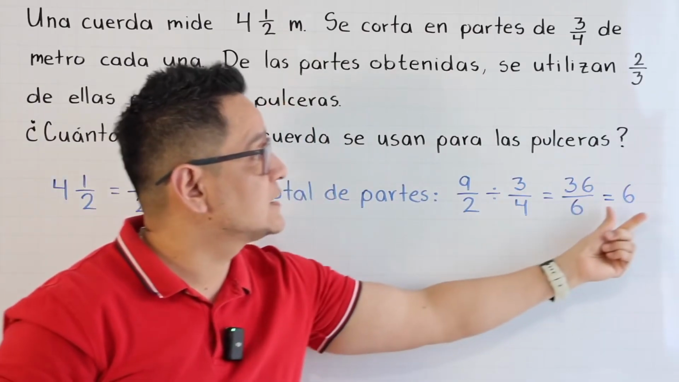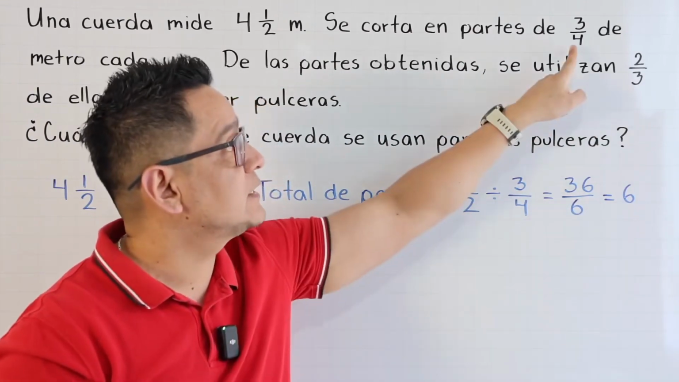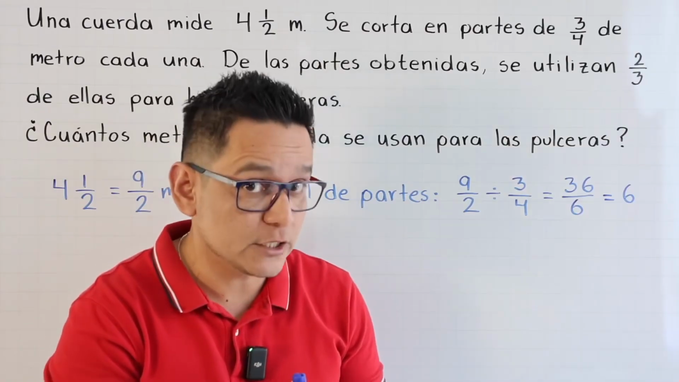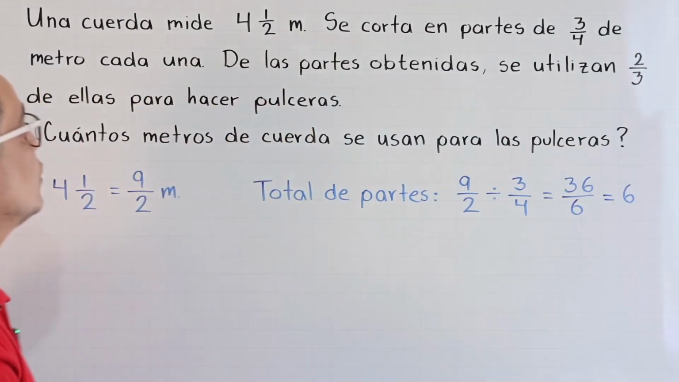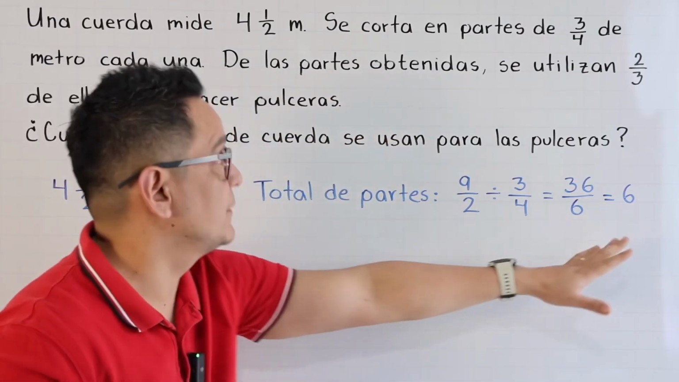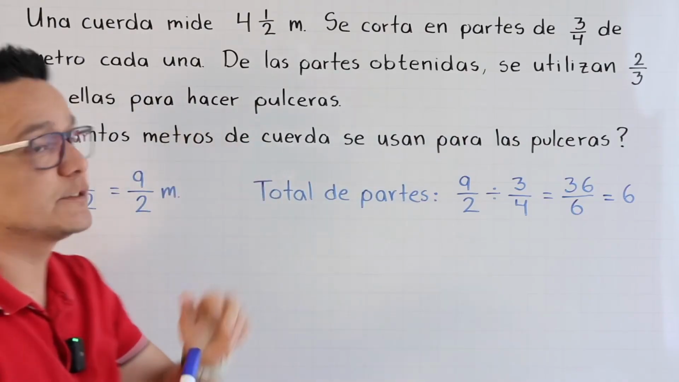I have a total of 6 pieces, where each of those pieces or parts measures 3/4 of a meter. I have 6 just like that one, right? Let's continue reading. Then it says, from these 6 parts that I already have, 2/3 of them are used to make the bracelets.